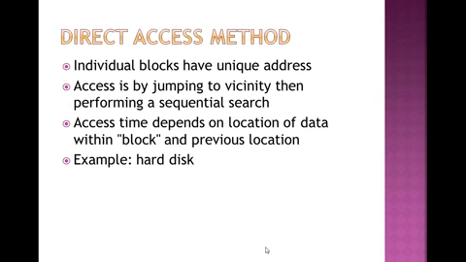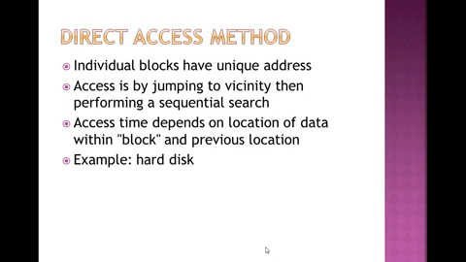Next is the direct access method. As compared to the sequential access method, in this there is direct access to the memory, so the data is fetched directly. First point says individual blocks have unique addresses, that is, every block or every part of the memory has a unique address. Access is by jumping to the vicinity, then performing a sequential access.